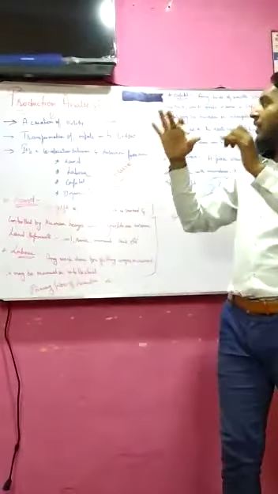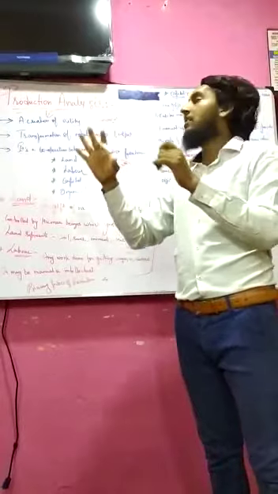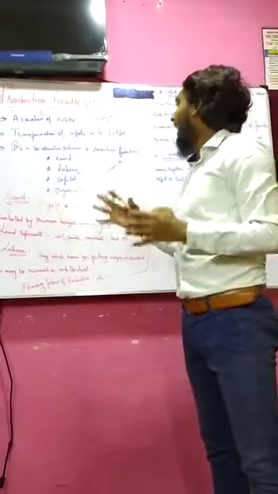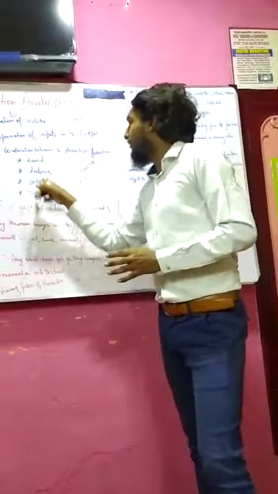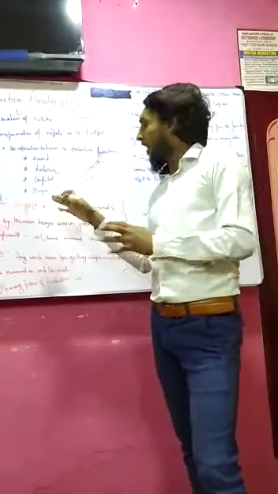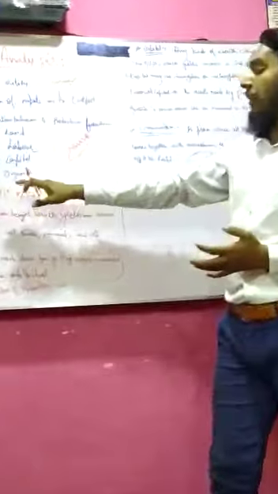Now, we know that the production function is all about the various factors of production. Now we know the various factors: land, labor, capital and organization. Now, one by one, we will understand what each of them is.